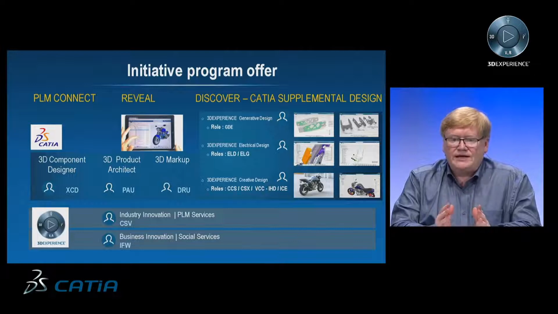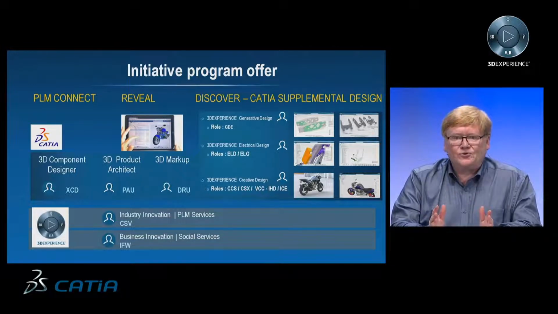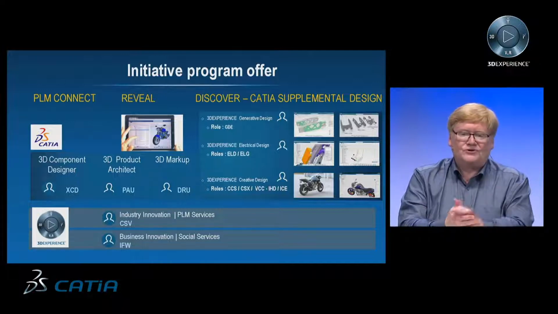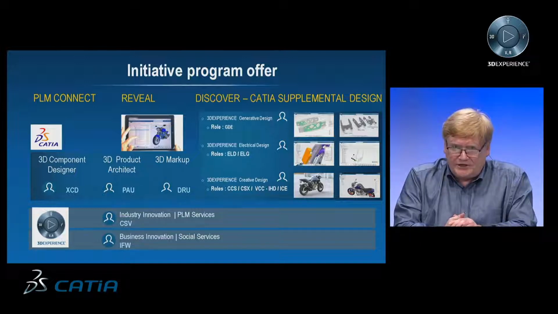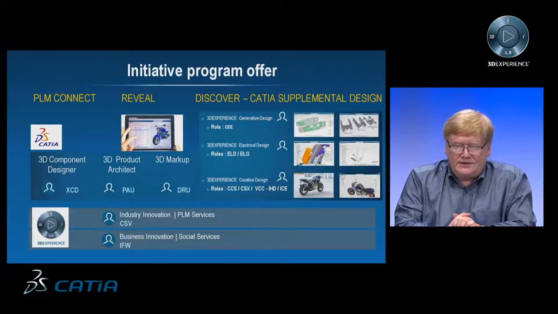We've also seen how we can discover greater value with CATIA supplemental design. And the three examples we've just shown you are for the generative design for the mechanical engineer who wants to optimize his shapes.